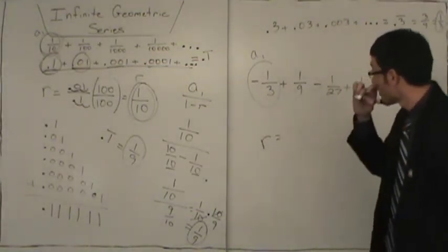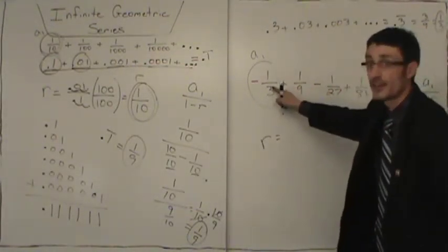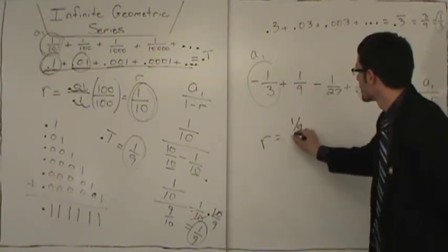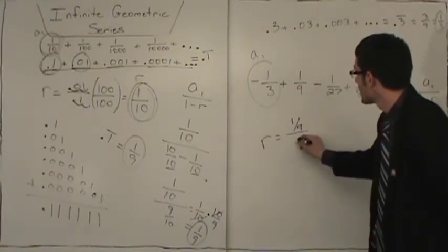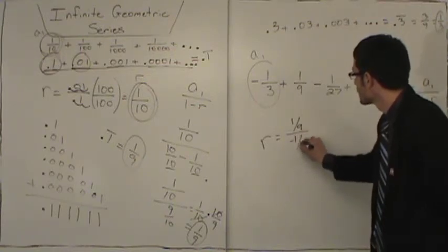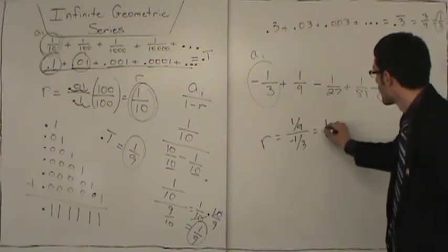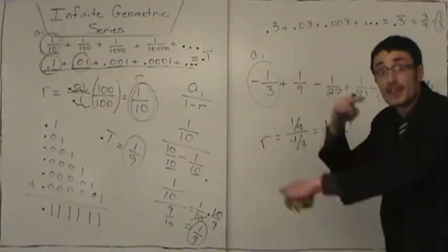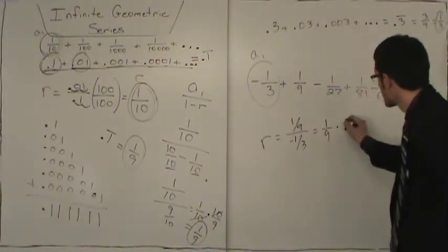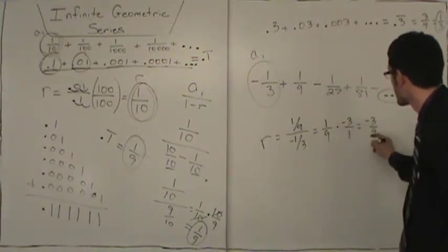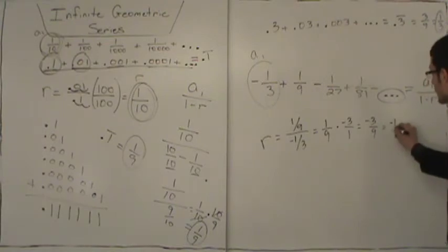What did I say? Well, you can always take your second number and divide by your first. You can always do this. So we have 1/9 divided by negative 1/3. This is not necessary, though. 1/9 divided by negative 1/3 is 1 over 9 multiplied by the reciprocal, negative 3 over 1. We end up with negative 3 over 9, which is negative 1/3.